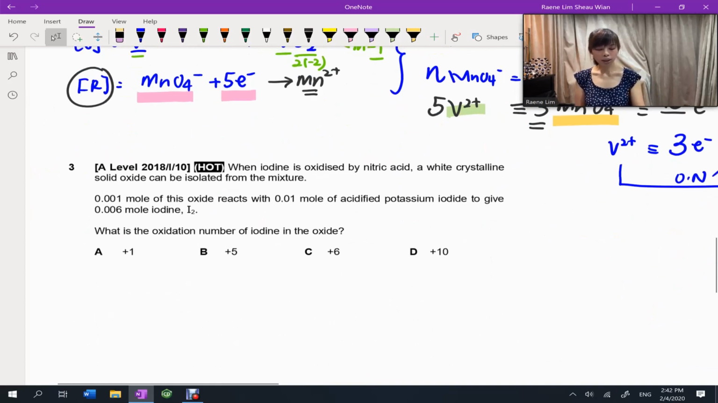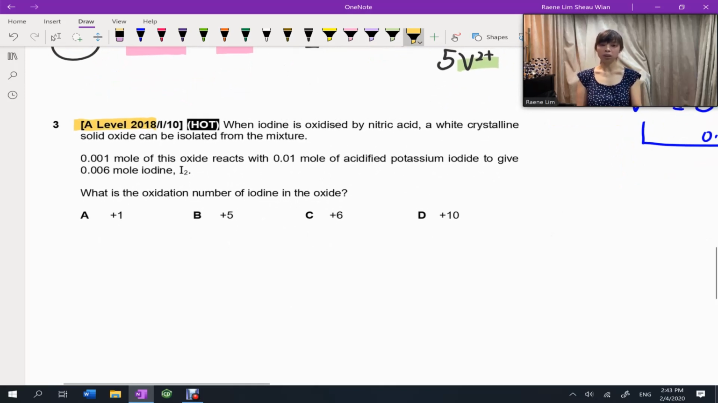Right, now let's try something really very difficult. Well, if you practice much, it won't be too difficult. Now this is an A-level question, which quite a lot of our seniors have issues with. So let's go through. Iodine is oxidized by nitric acid. Read the whole question first before you decide which is the redox species. So iodine is oxidized by nitric acid. A white crystalline solid oxide, which is an iodine oxide, can be isolated.